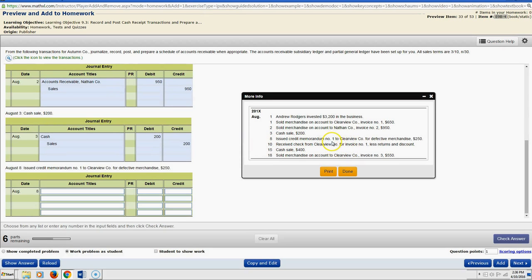Now, we issued a credit memo to Clearview. Apparently, we sold them some stuff up here for $650. Something was perhaps wrong with the merchandise. Obviously, it was defective, so we end up giving the guy a credit. Apparently, he's going to.